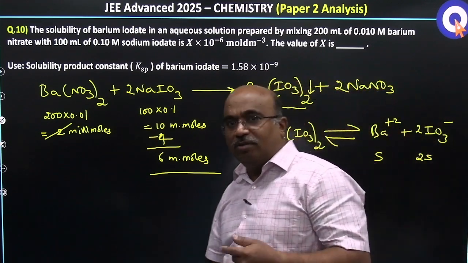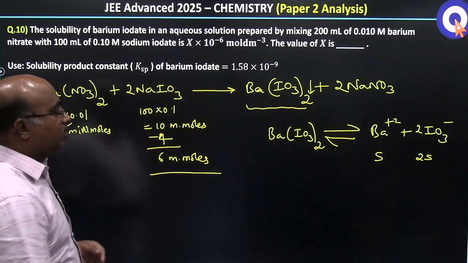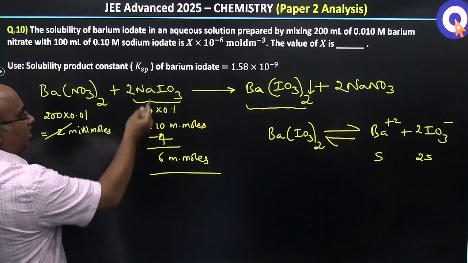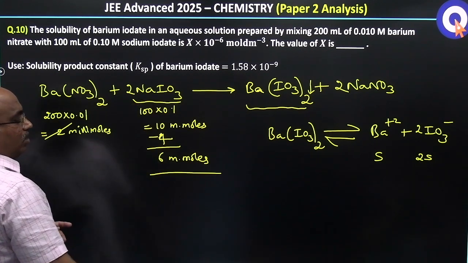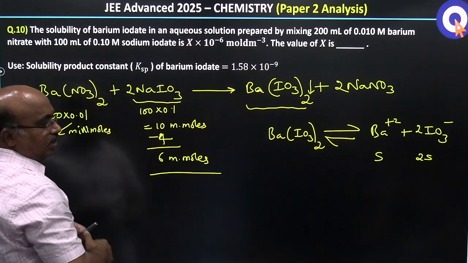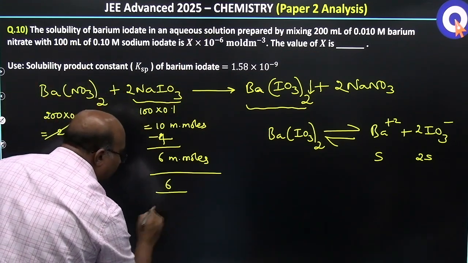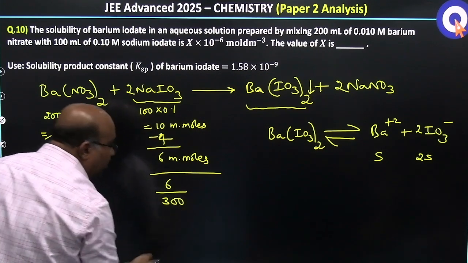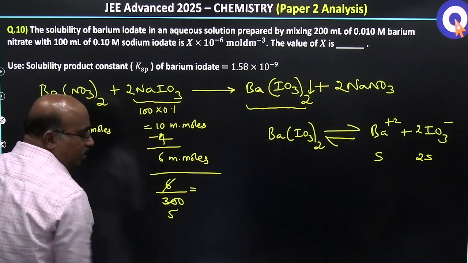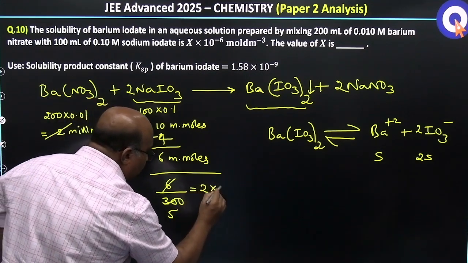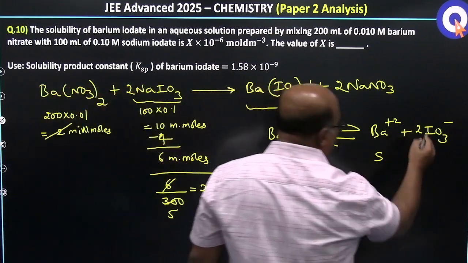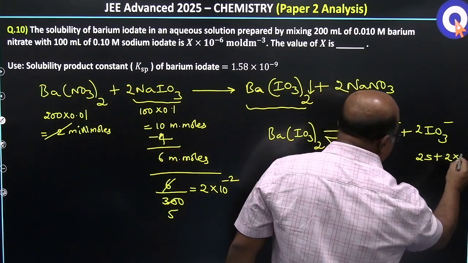But already IO3 minus exists in the solution. So let us see what IO3 minus concentration we get from NaIO3. We just predict the NaIO3 concentration. 6 millimoles will exist in 200 plus 100, that is 300 ml. Therefore 6 by 300 will be the concentration of NaIO3. That is nothing but 1 by 50, so that it is 2 into 10 to the power of minus 2. So the concentration of IO3 minus which we are getting from NaIO3 is 2 into 10 to the power of minus 2.